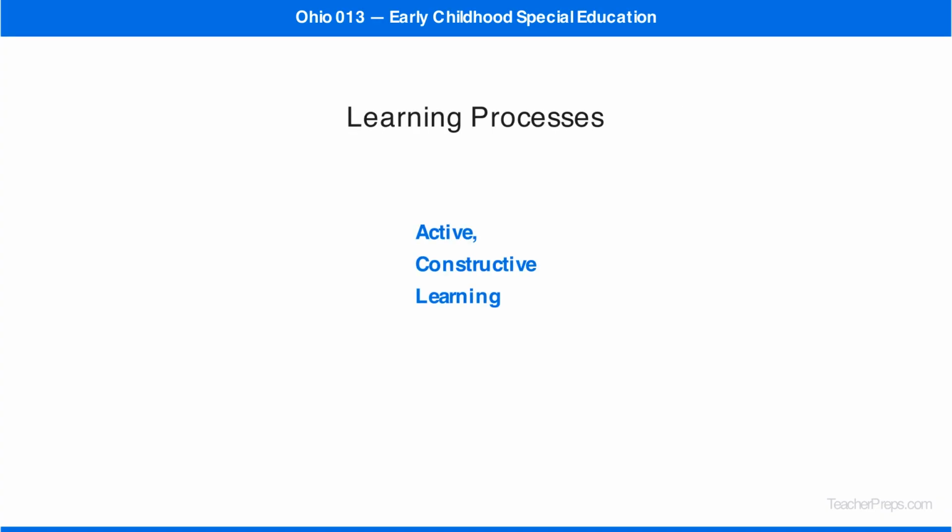Now, learning processes. Young children learn through active, constructive engagement with their environment. Learning is not passive. Children build understanding by manipulating objects, asking questions, and testing ideas. When you see questions about learning theory, think about approaches like scaffolding, where the adult provides support and gradually removes it as the child gains competence. The same environmental, genetic, health, economic, cultural, and linguistic factors that affect development also shape how children learn. A child from a home where English is not the primary language may process instructions differently, and the effective teacher adapts accordingly.